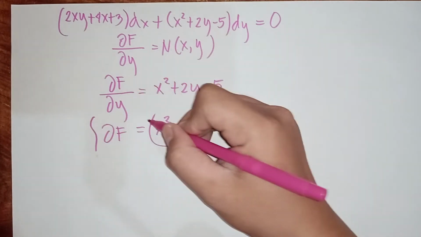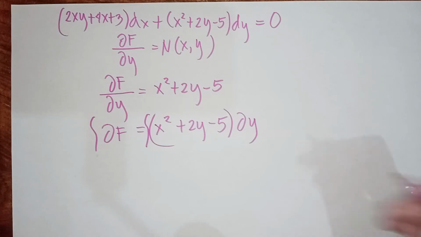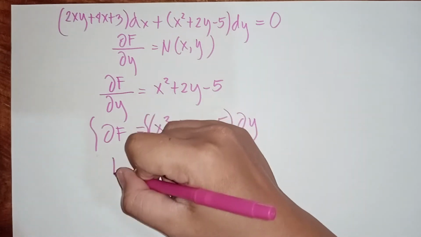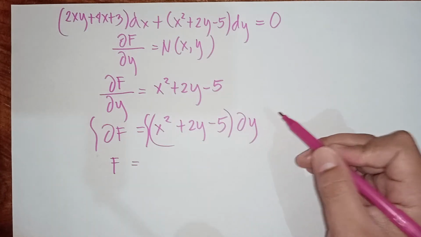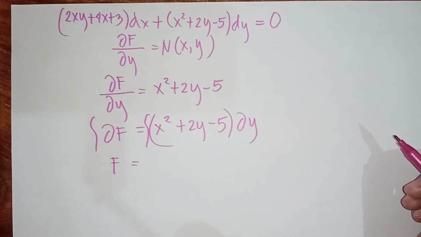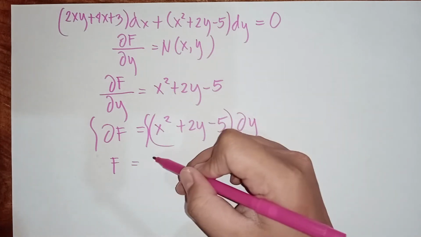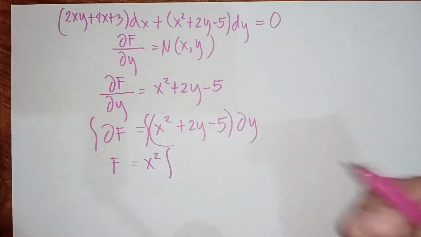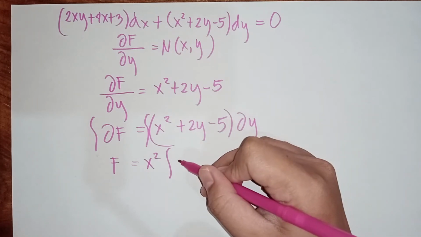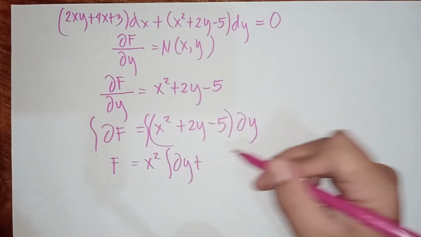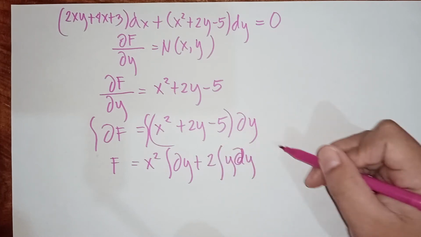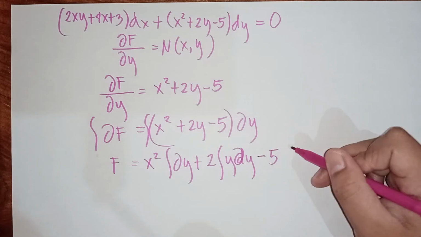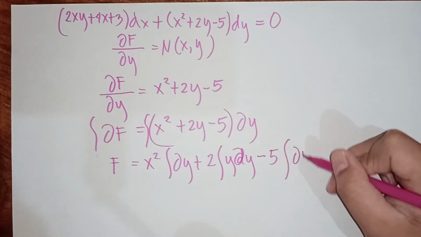Then, we're going to integrate both sides of the equation. So, this is equal to f equals, so since this is a partial derivative of y, we are going to treat the variable x as a constant. So, this will become x squared. Okay, let's take all the constants out of the integral. x squared integral of partial derivative of y plus 2 integral of y dy or partial derivative of y minus 5 integral of partial derivative of y.